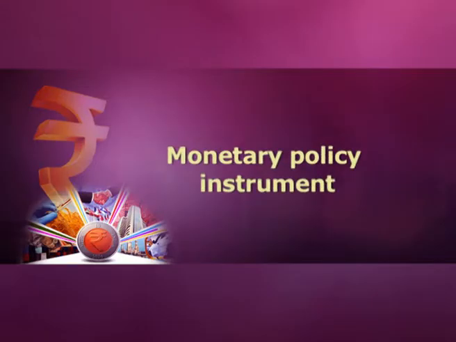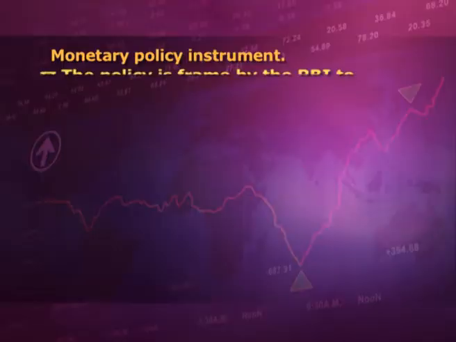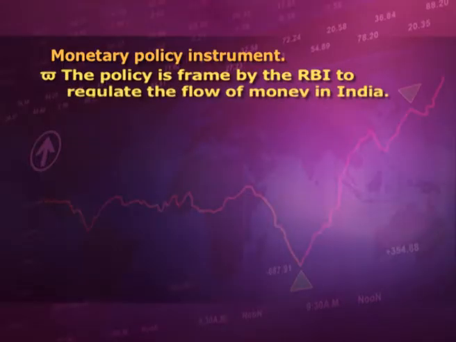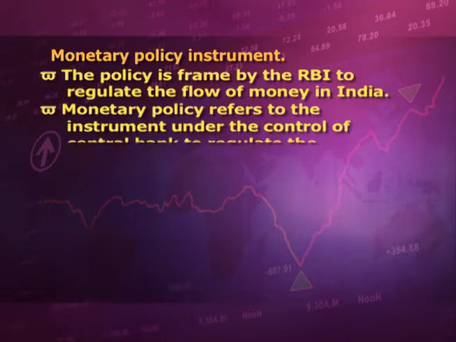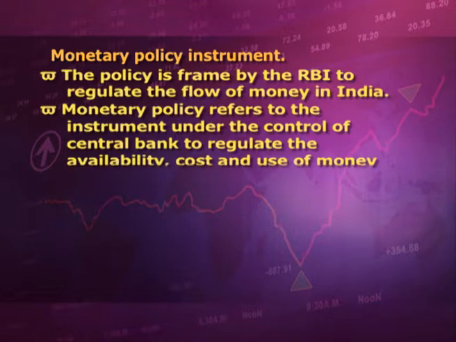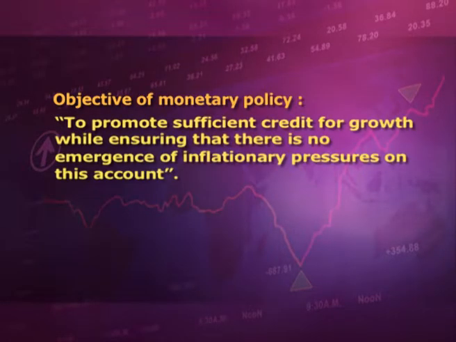Another topic is monetary policy instruments. The policy is framed by RBI to regulate the flow of money in India. Monetary policy refers to the instruments under the control of the central bank to regulate the availability, cost and use of money and credit. The primary objective of monetary policy should be domestic price stability. The stated objective of monetary policy in India is to promote sufficient credit for growth while ensuring that there is no emergence of inflationary pressures on this account.